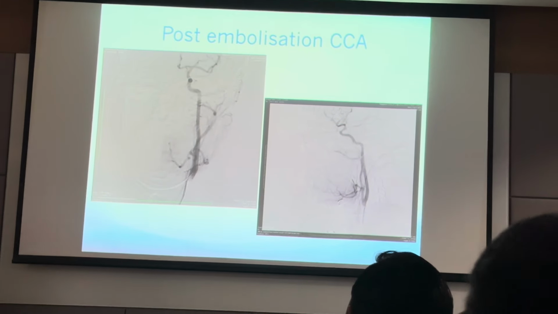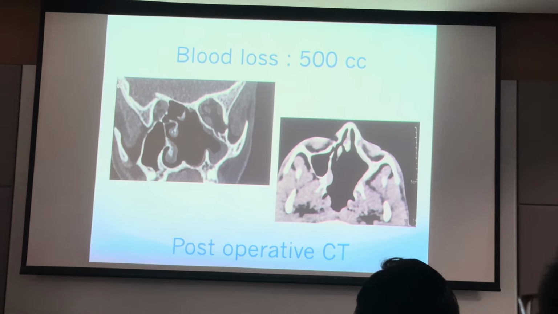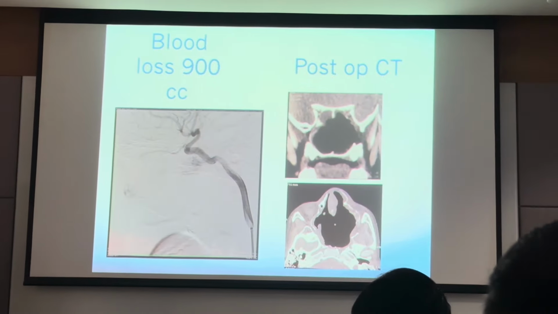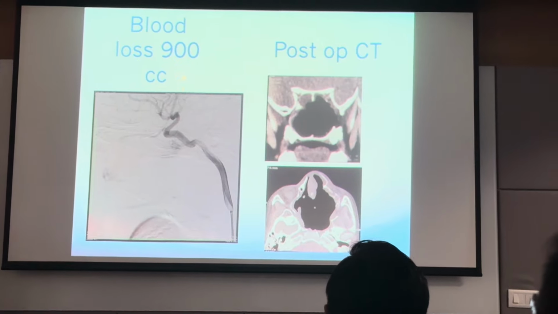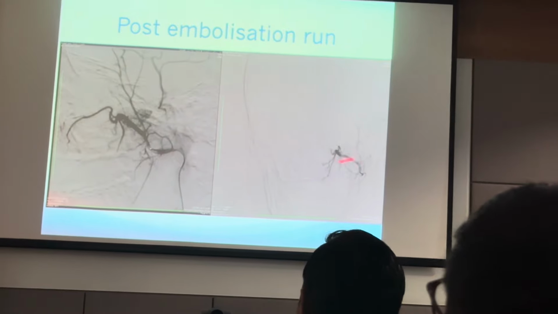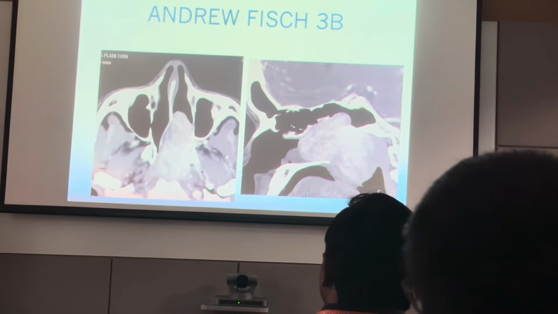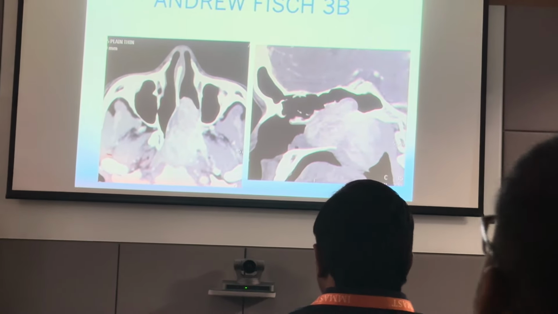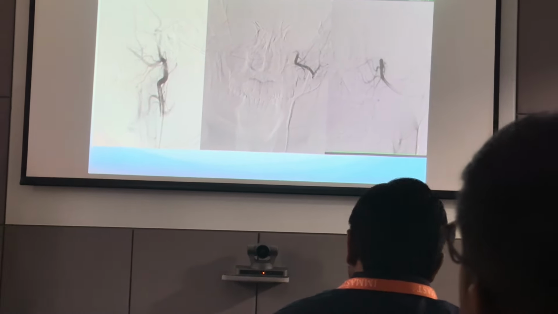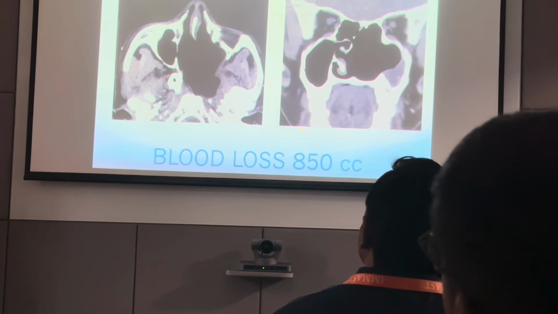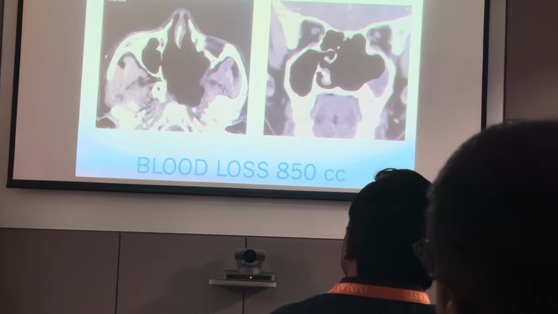This is the post-embolization common carotid artery angiogram, and entire IM embolization. This is the post-operative picture, and the blood loss here you can see is a little higher because of this residual. This is the post-embolization picture, but there is a residual flow from the internal carotid artery. This is another big tumor. Again, internal maxillary. This is the post-embolization picture, and in this case the blood loss was 850, and that's the post-operative picture, after resection of the tumor.